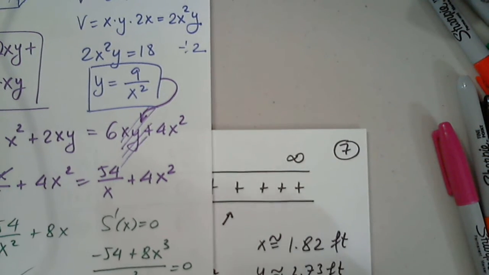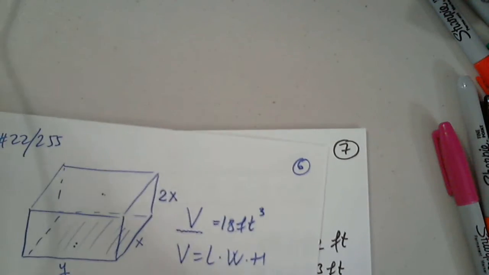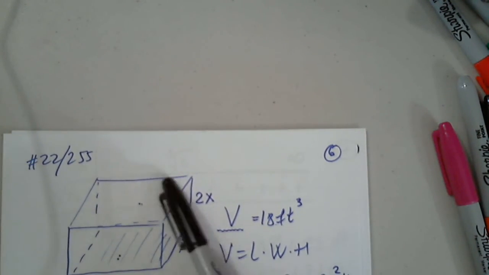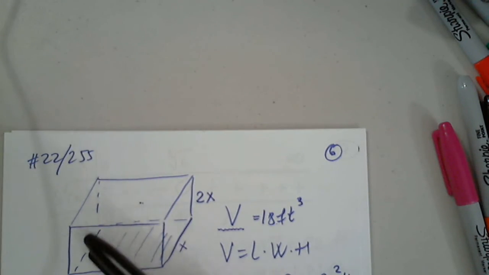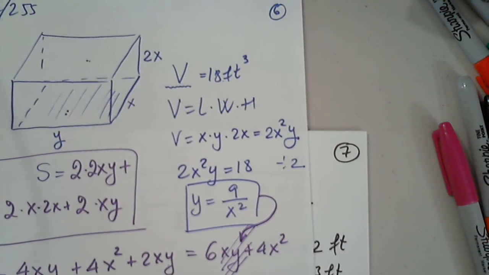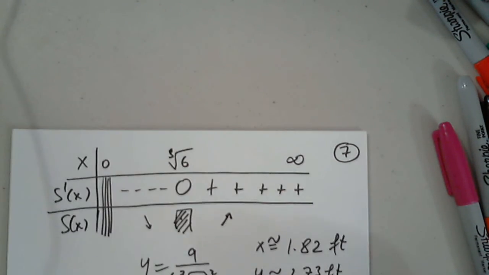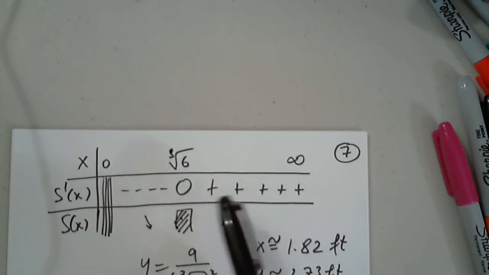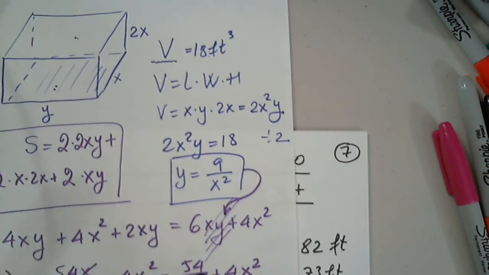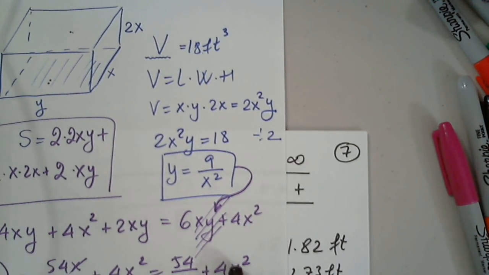So now I have the dimensions of the box that will definitely hold 18 cubic feet of whatever compost, and will have the smallest surface area. It will use a small amount of material and still hold 18 cubic feet. But I have to show the sign of the derivative, and if I'm asked to find the surface area, I will have to punch it in the function, in this one. And I can do it right now in case we want to look at that.